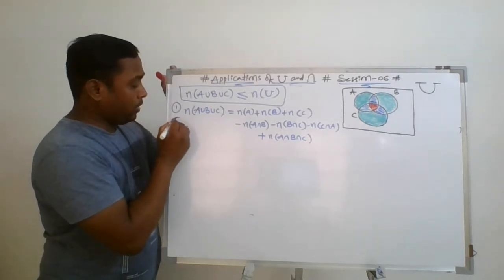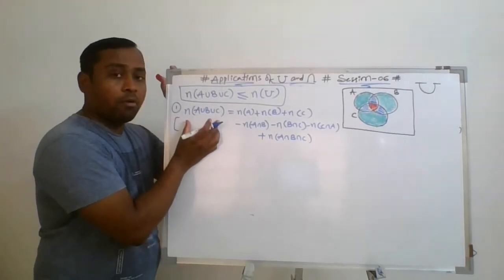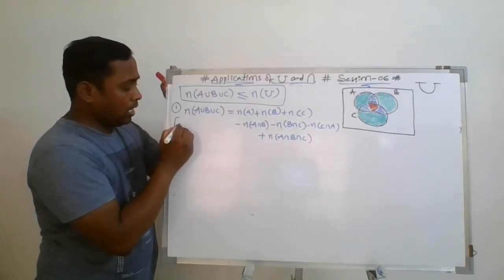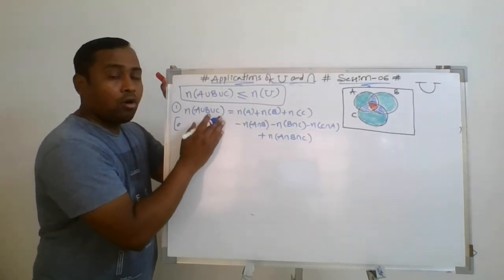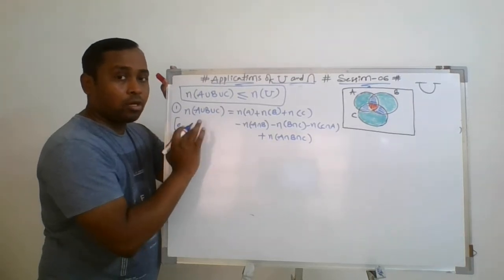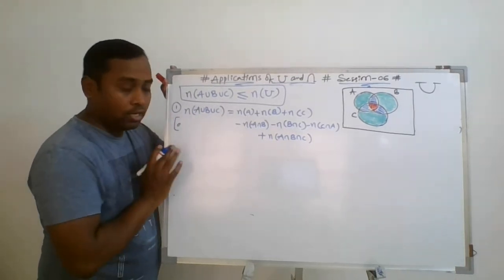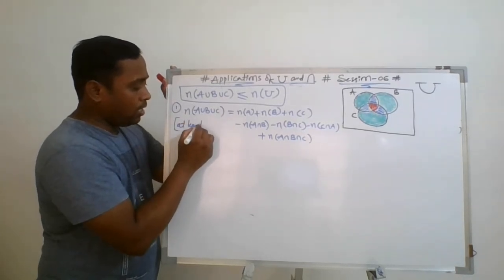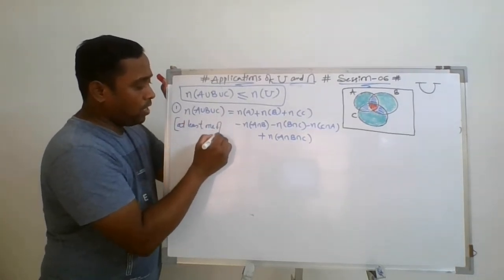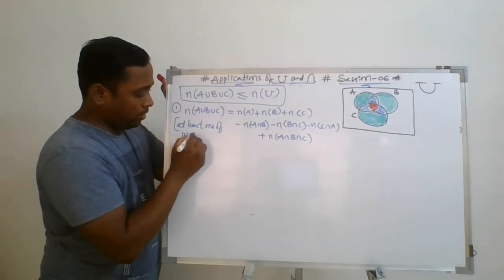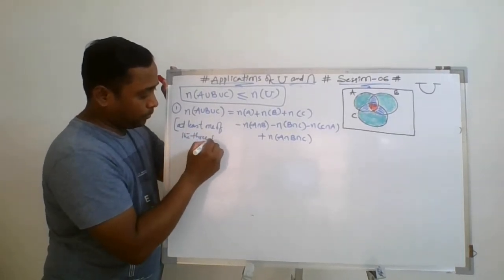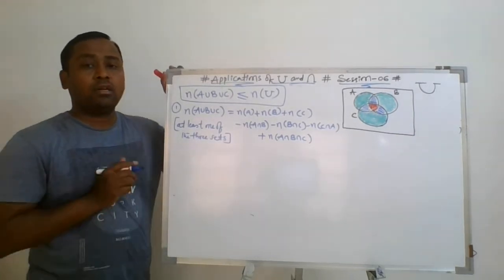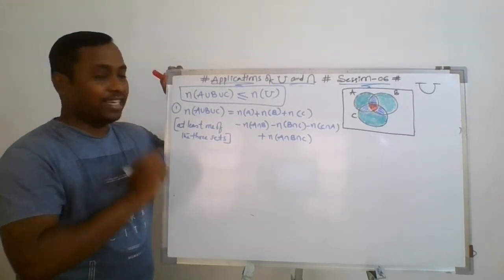Now I am just writing the wording form of A union B union C. A union B union C means what? Either A or B or C or AB or BC or AC or ABC and all. So in short, we can say in one single phrase, at least one of the three sets. Remember, it represents at least one of the three sets.